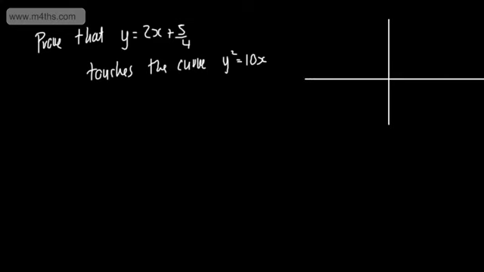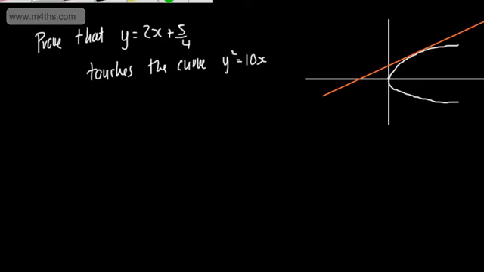This is a quadratic, but we've got y squared is equal to 10x. This is a parabola, but it's on its side. What we're going to have is something looking like this. And what we're being asked to do now is show that this line touches. Now 2x plus 5 over 4, that shouldn't be too hard to think about what it's going to look like. It'll be a straight line, gradient of 2, y-intercept of 5 over 4. So that's going to look something like that. So what we want to do is show now that we've got one point of intersection. The first thing I'm going to do now is the following.